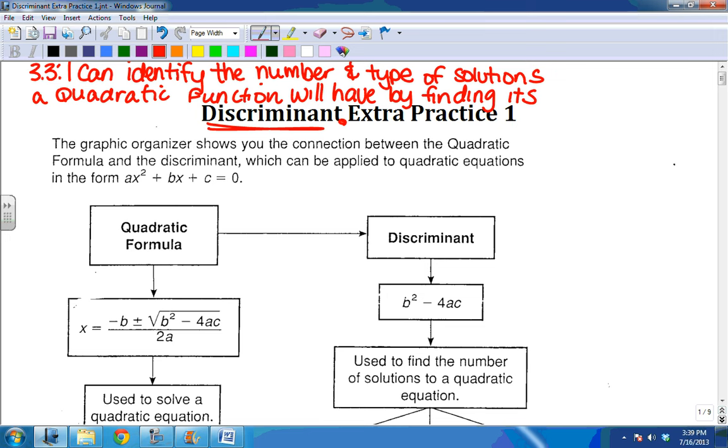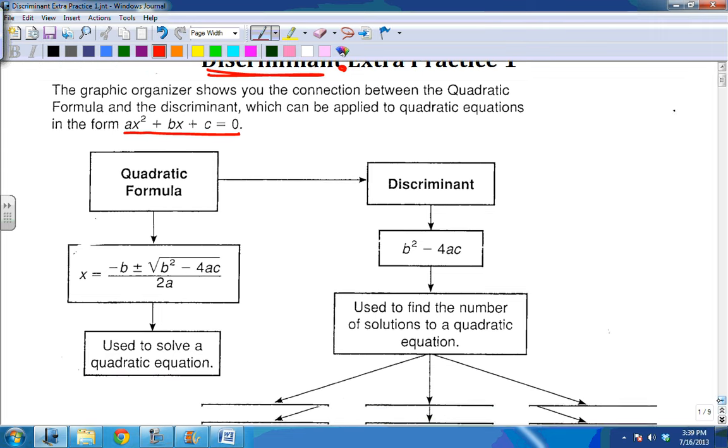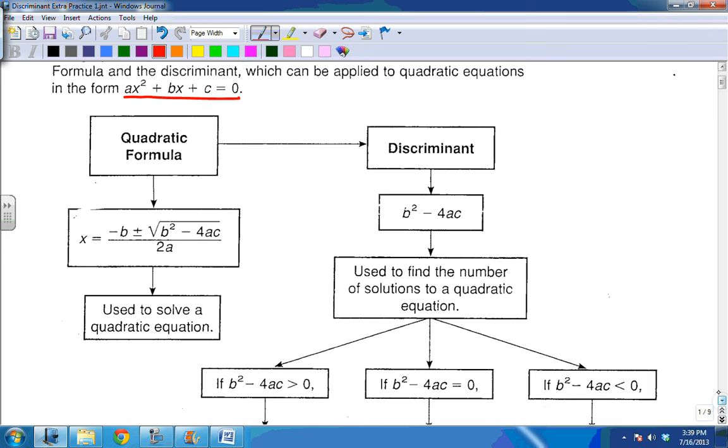So let's start looking. The quadratic equation is in the form ax squared plus bx plus c equals 0. Sometimes you've seen it equal to y or f of x. Sometimes you've seen it equal to another number, and you had to move things over to make it equal to 0. Those are all things you should be comfortable with. On the left side of this paper, they've got the quadratic formula written out for you: negative b plus or minus the square root of b squared minus 4ac, all over 2a. That's used to actually solve a quadratic equation. That tells you the solutions.